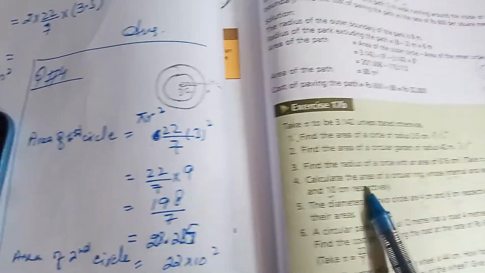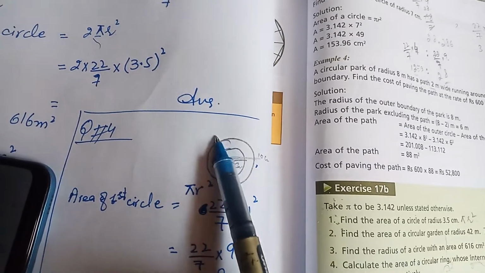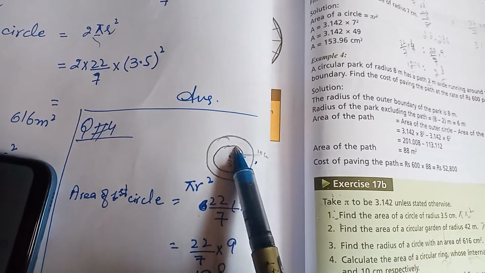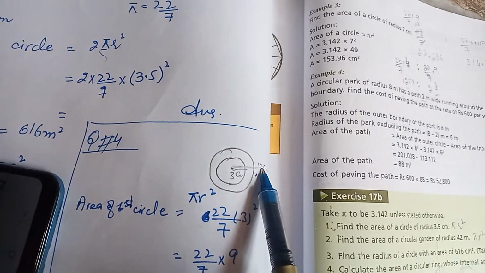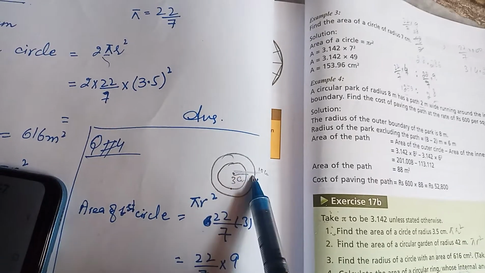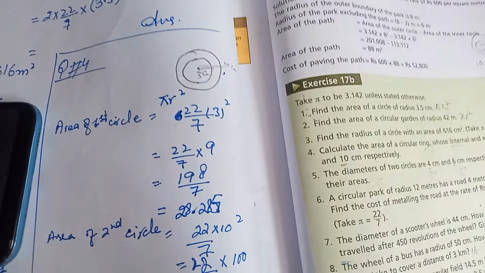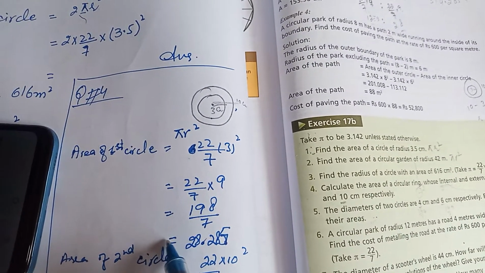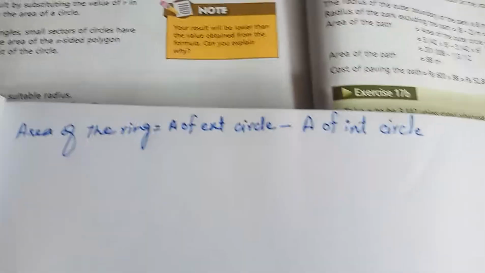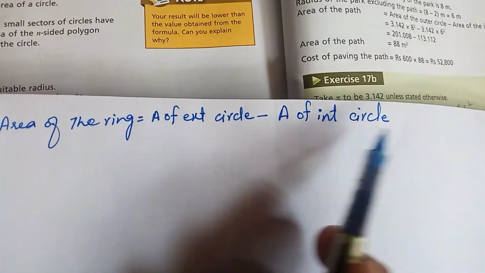So now we have to calculate the area of a circular ring whose is internal. This is the internal circle and this is the external circle, and we have to find the area of just this ring. So we will subtract this minus this. We will subtract the outer circle minus the inner circle, then we will get the area of the ring. So now we have to subtract the area of the external circle and the area of the internal circle. Area of the ring is equal to area of external circle minus the area of the internal circle.